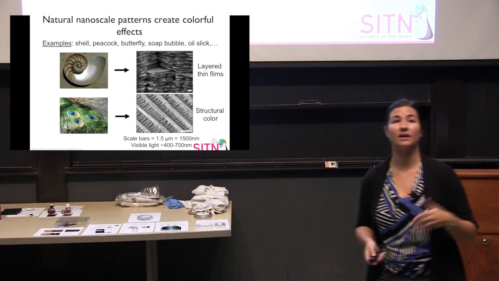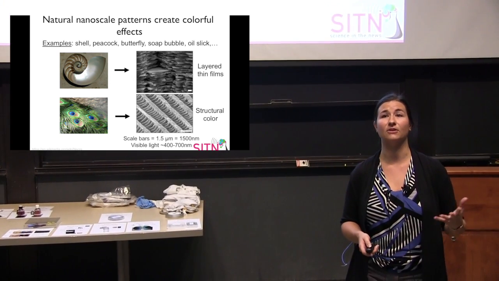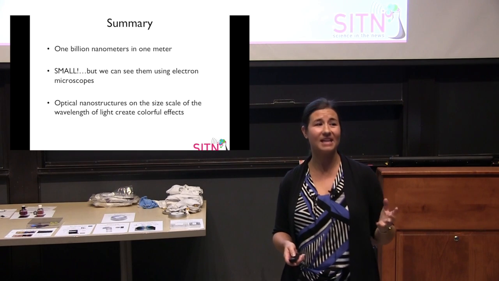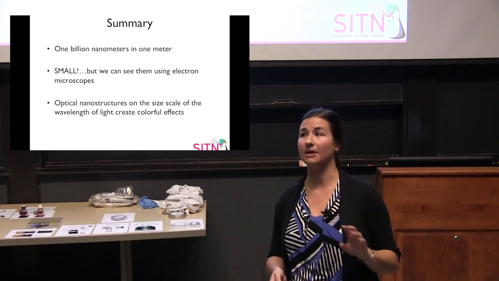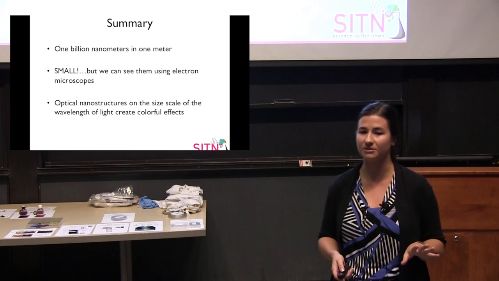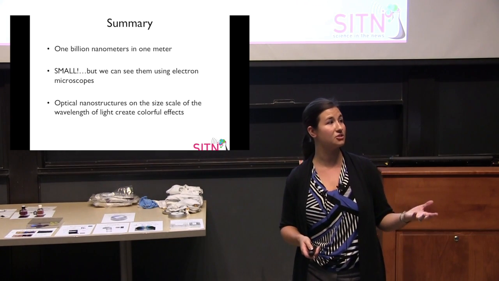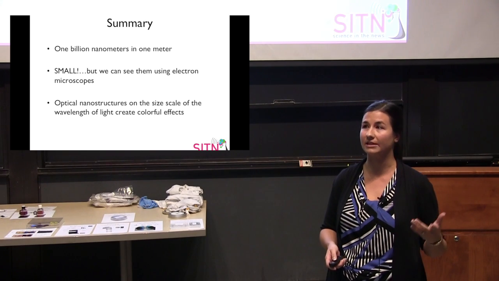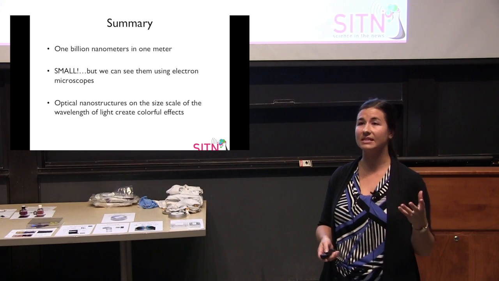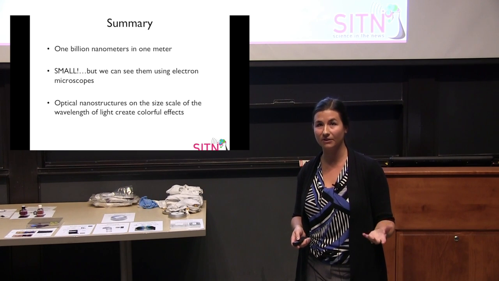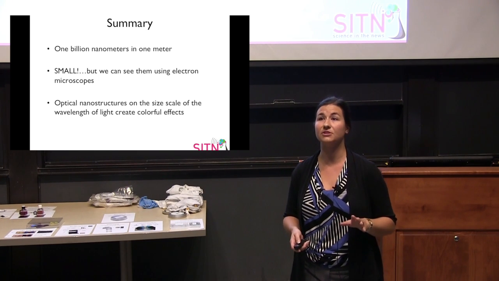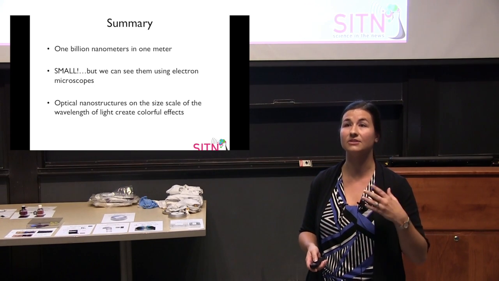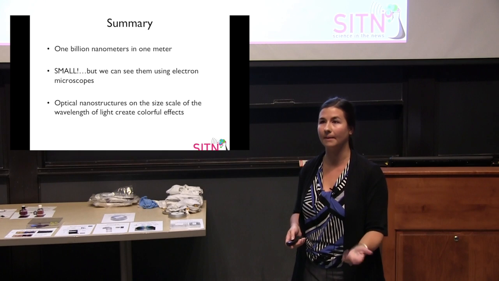Okay, so far what I've talked about is the size scale of things, how small a nanometer is. I've told you really just how small that is, but that we can see it by using this tool called an electron microscope. And then I've mentioned just briefly that by looking at natural structures using this electron microscope, we're able to see that if we want to create these colorful effects, we want features that have about the same size scale as the order of wavelength that we're looking at.